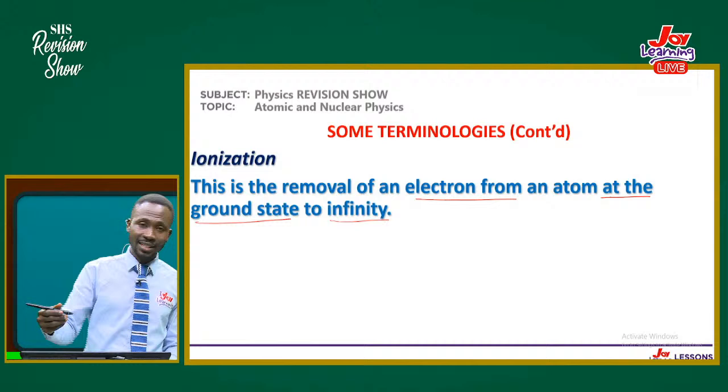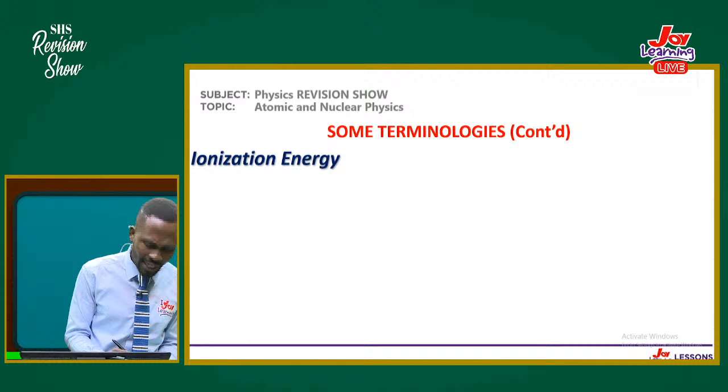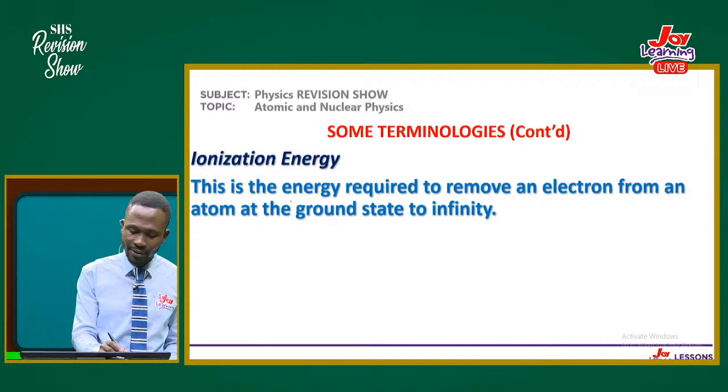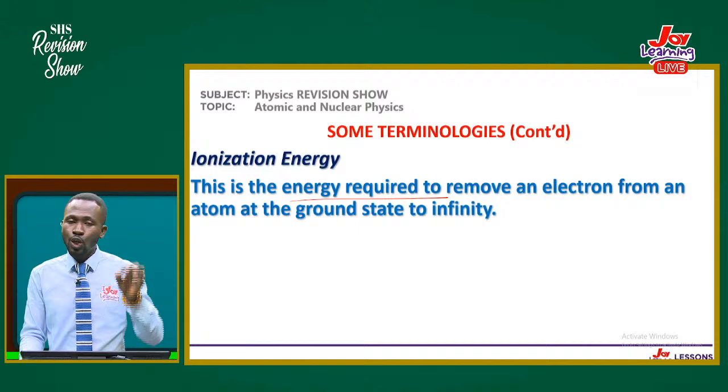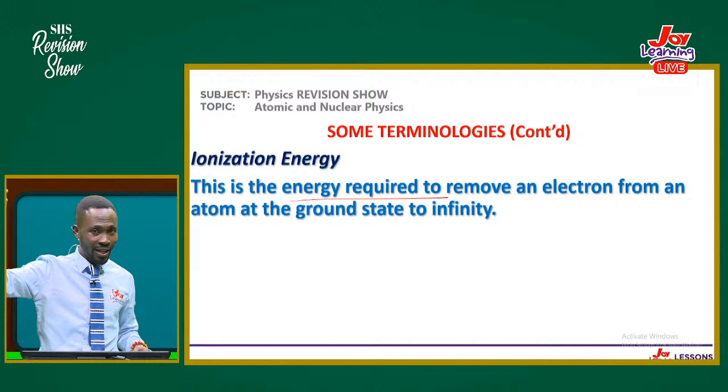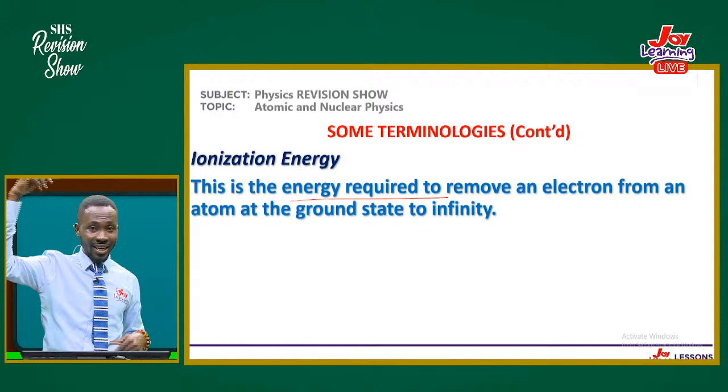Now, what if it is not at the ground state? We'll look at it later on in a jiffy. The energy required to move that electron from the atom at the ground state to infinity is called the ionization energy. So when you are asked to calculate the ionization energy, indirectly you should know that you are picking an electron from the ground state, n equals 1, and taking it away to infinity. So you can look at a diagram, take a transition from the ground state, n equals 1, and move to infinity. Then you calculate the energy there.